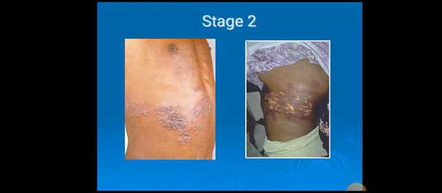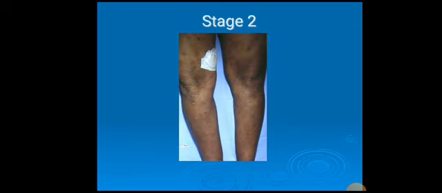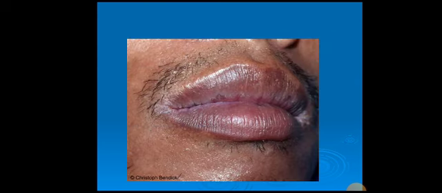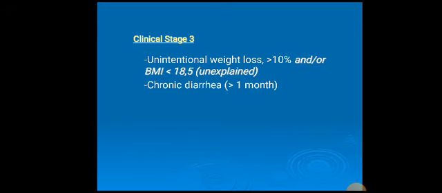This is stage 2, where the patient has herpes zoster, and here the patient has a fungal skin infection, tinea pedis, and here the patient has a papular skin rash, and here this has seborrheic dermatitis, and here the patient has angular cheilitis and stomatitis.